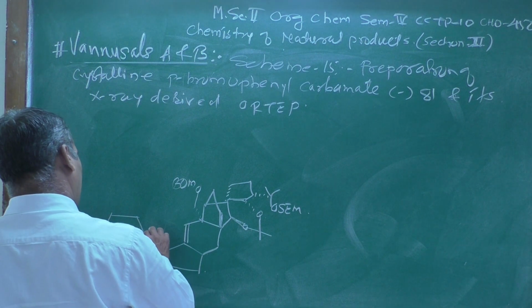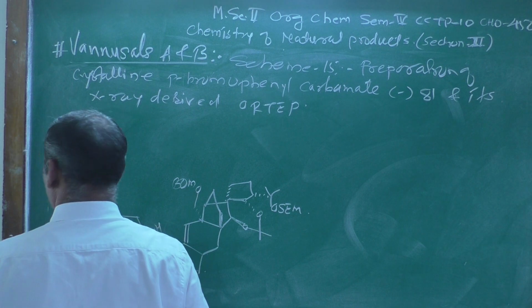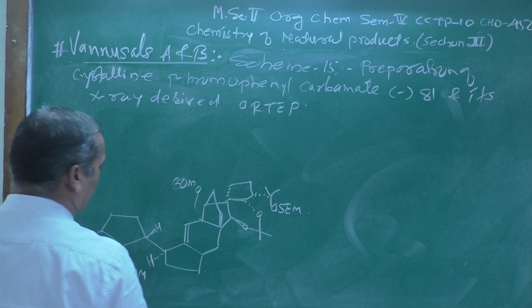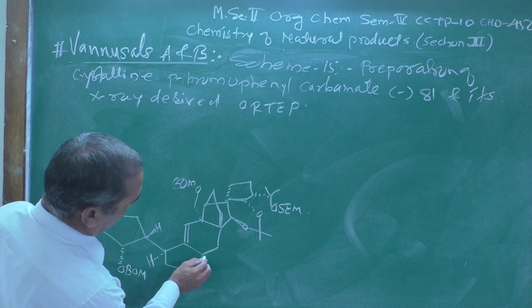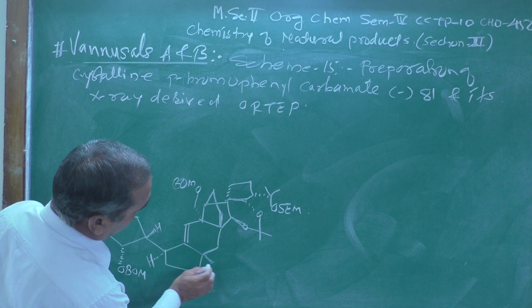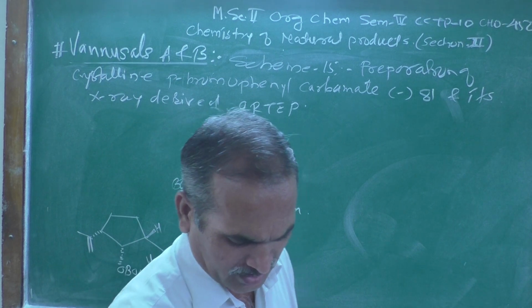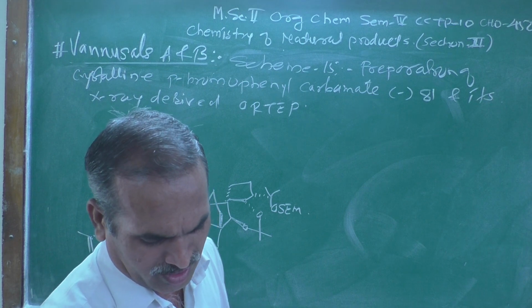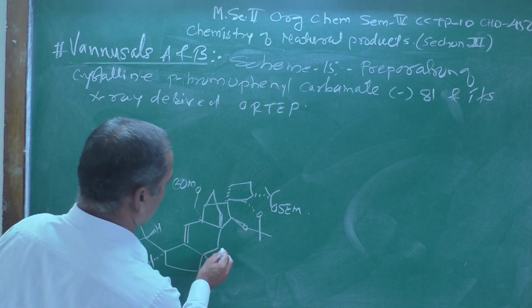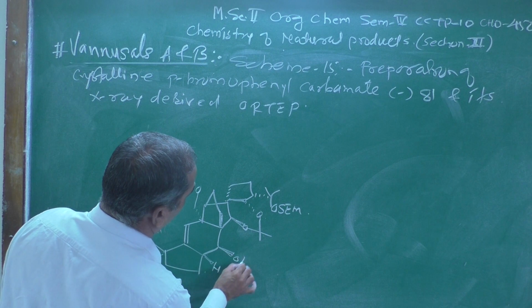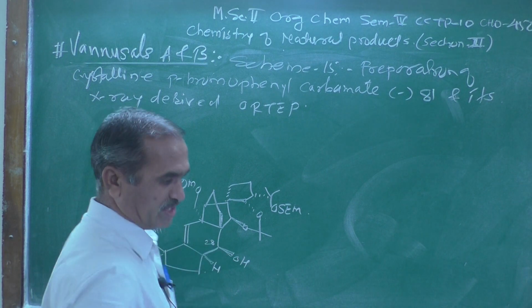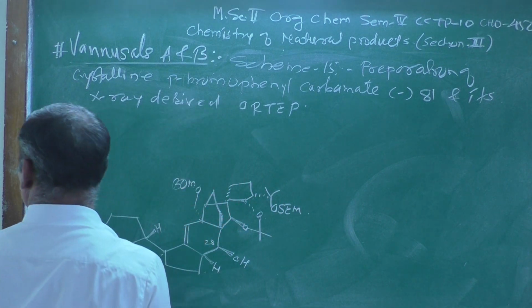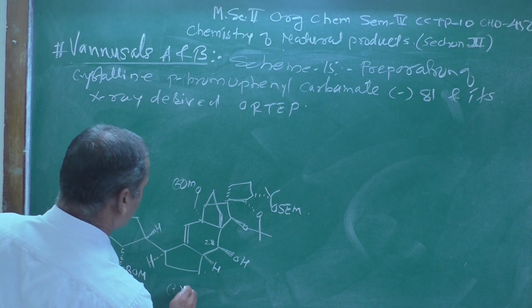hydroxyl group. At this corner, the hydrogen atom is above the plane, and at this corner point the hydrogen atom is below the plane. Now here the hydrogen atom should be above the plane, and at this point there is a hydroxyl group which is also above the plane, the hydroxyl group at the 28th position. And this is nothing but the structure of plus 78.